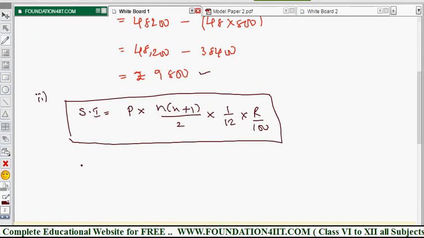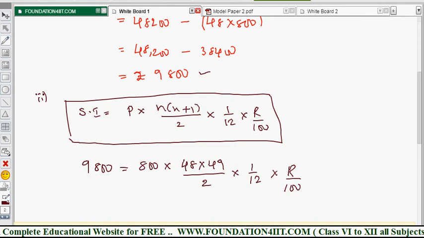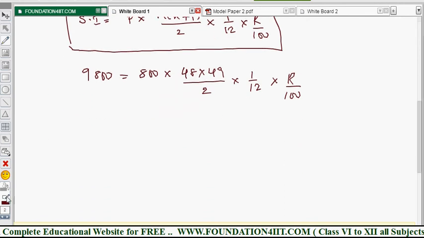Just substitute all the values. Simple interest is 9,800, P value is 800, into n plus 1, that is for 48 months. So 48 into 49 divided by 2 into 1 by 12 into R by 100. If you simplify this we'll get it easily by doing cancellations. 100 ones are 100, 8 twos are 16, 2 ones are 2, 4 threes are 12, and we can cancel again. Then 9,800 is equal to the remaining, 16 into 49 into R.